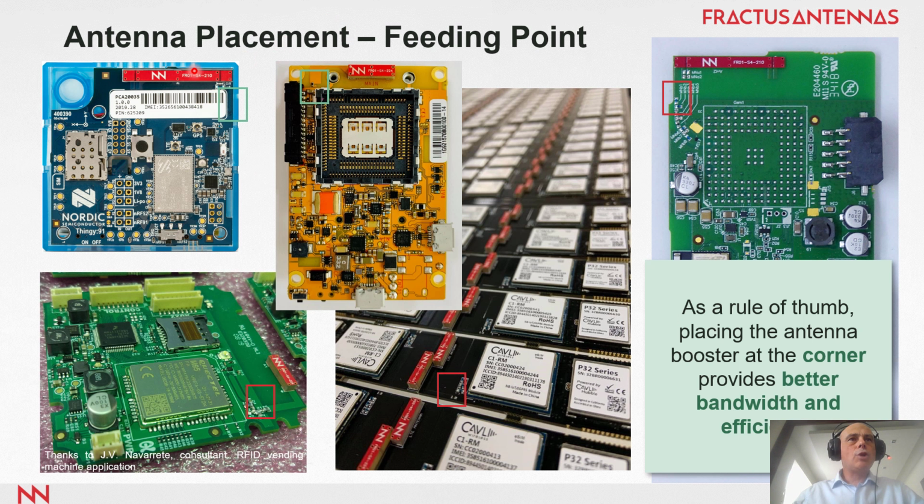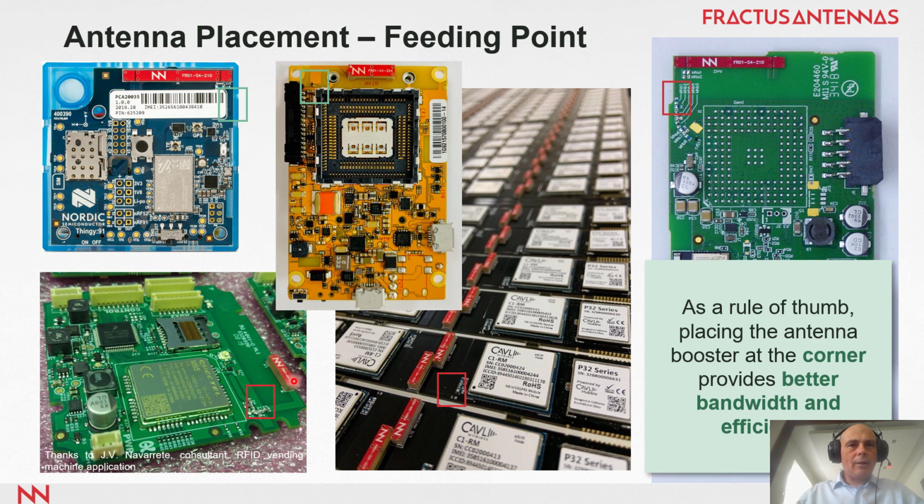Here we have some real examples of antenna boosters in IoT products. You see that always the feeding line is close to the corner of the ground plane. This is a multilayer PCB, so at least one layer is the ground plane. And as you can see here, this is an antenna booster, and the feeding line is close to the corner of the device.